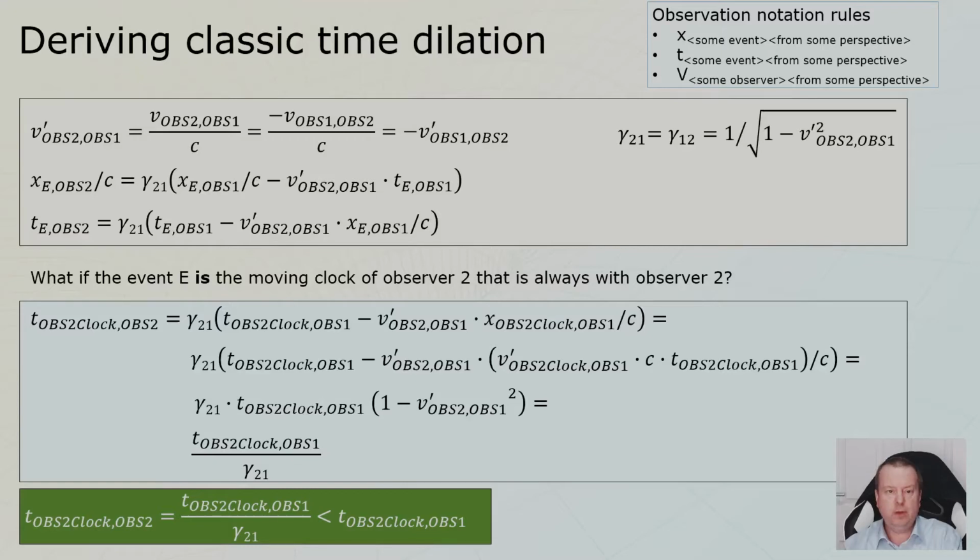The time of the clock in the train through the eyes of the person in the train will be the time of the clock in the train through the eyes of observer 1 divided by the Lorentz factor gamma. And because gamma is always bigger than 1, the time in the train will always be less than the time of that clock through the eyes of observer 1. And this is time dilation. Moving clocks tick slower.